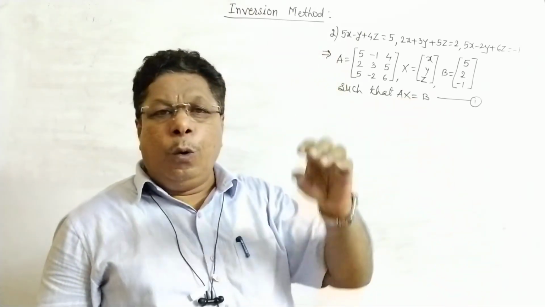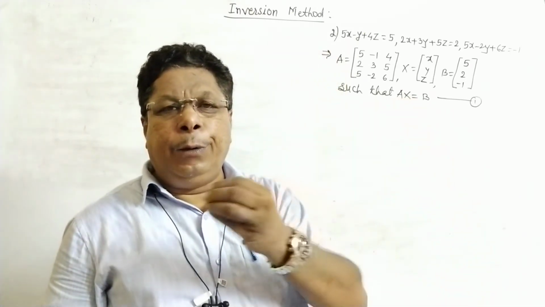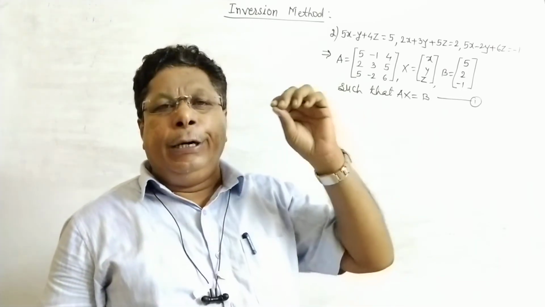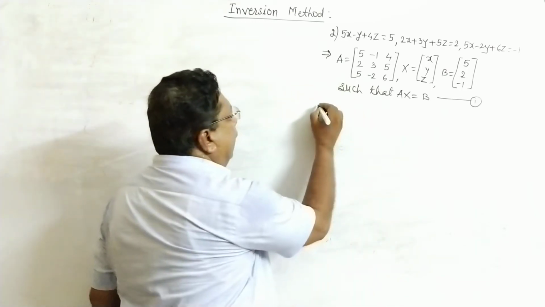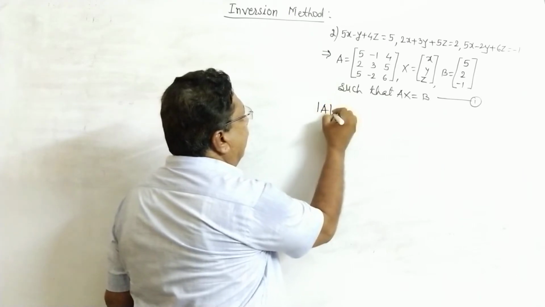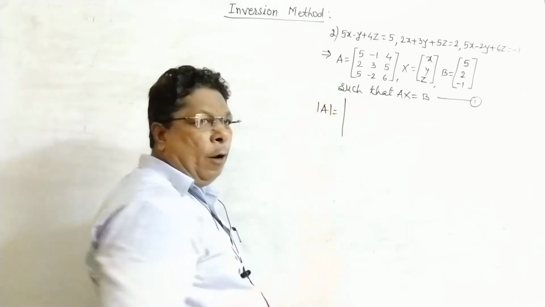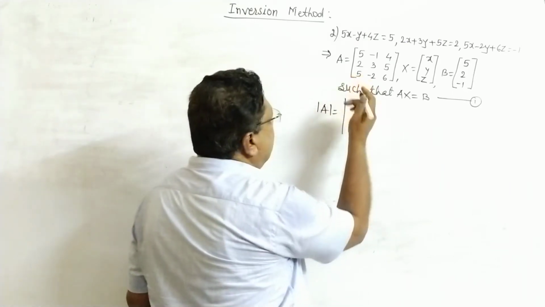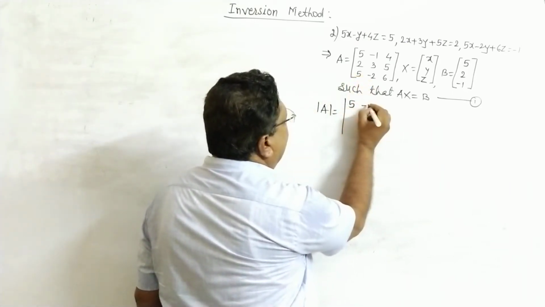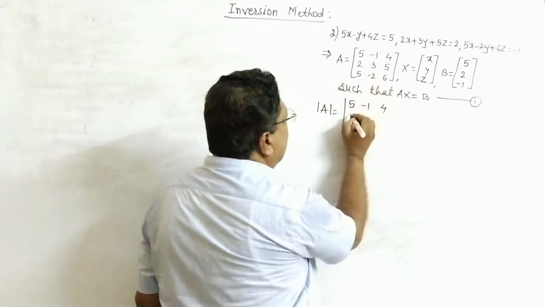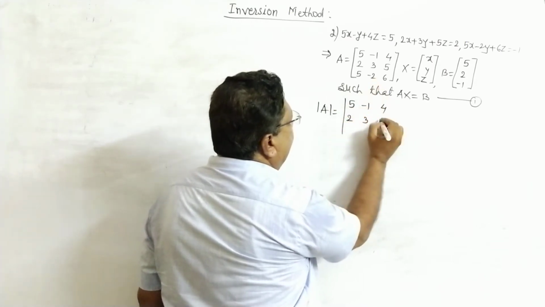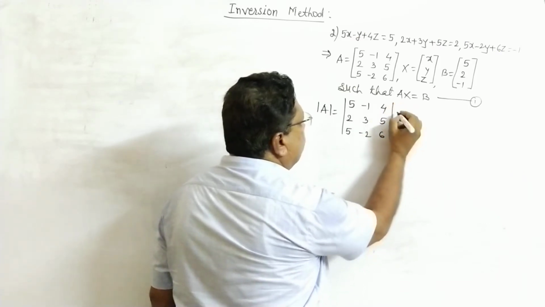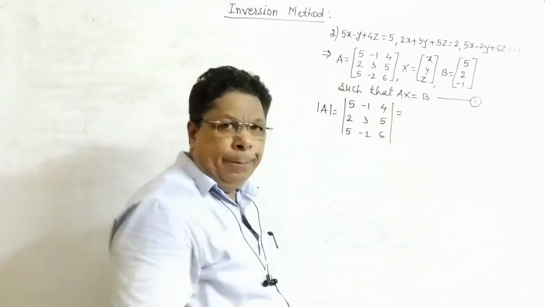A inverse is equal to 1 upon determinant A into adjoint A. तो सबसे पहले क्या फाइंड करना है, फिर determinant A से फाइंड करो determinant A. Replace the symbol of matrix by the symbol of determinant. Two vertical lines is the symbol of determinant. 5 minus 1 4, 2 3 5, 5 minus 2 6. Now solve this determinant of order 3.